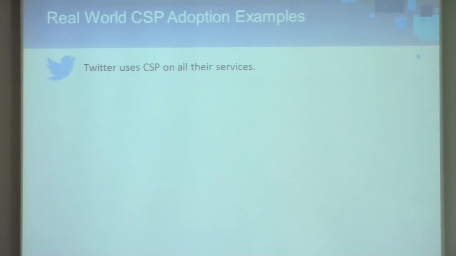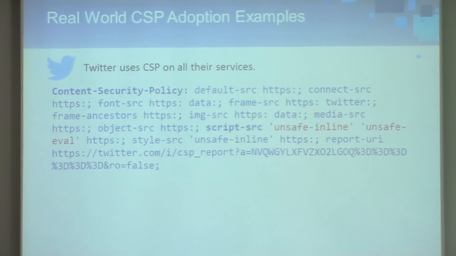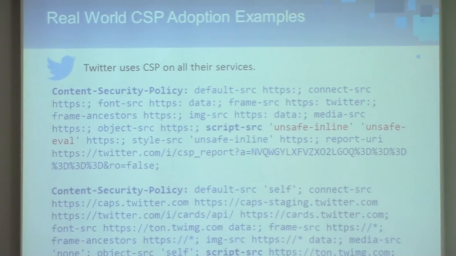Today, Twitter is using CSP on all their services, and I wanted to go and see what kind of headers they're actually sending, right? The first header that they're sending, we look at the script source, which is interesting for us for cross-site scripting: unsafe inline and unsafe eval. And I saw that, I was like, what? Really? Twitter?